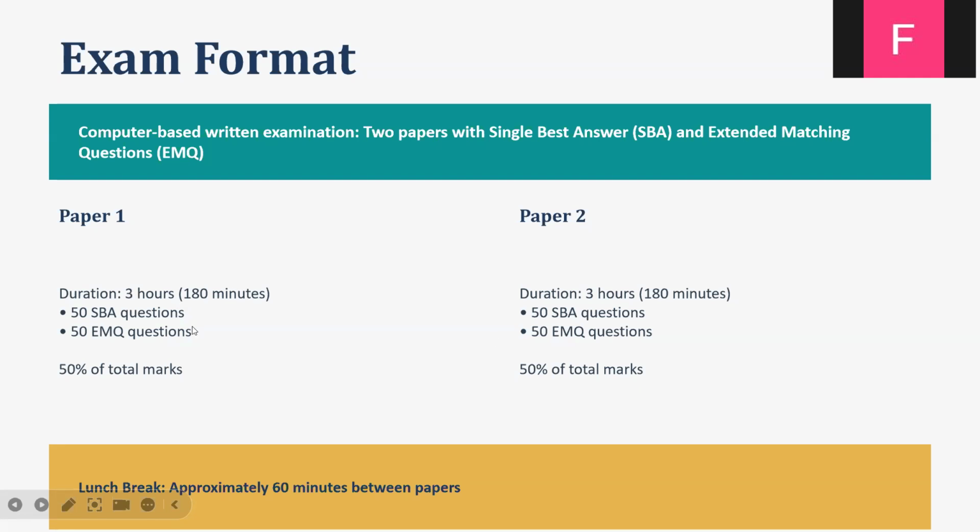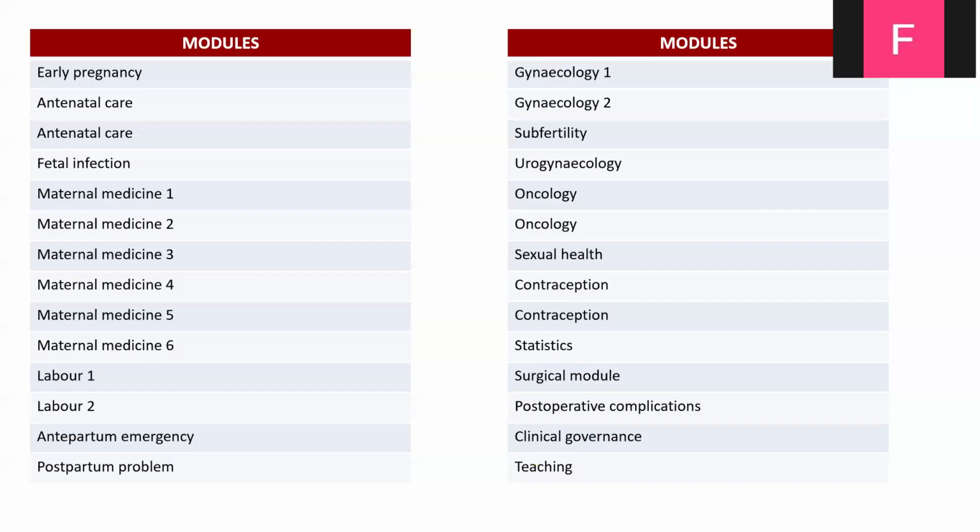SBA, as you know, is the single best answer. But the problem is in the EMQs. You need to have a thorough study. You need to follow the steps, and you have to be very focused while doing the EMQs. And once you learn how to do them, it becomes easy.